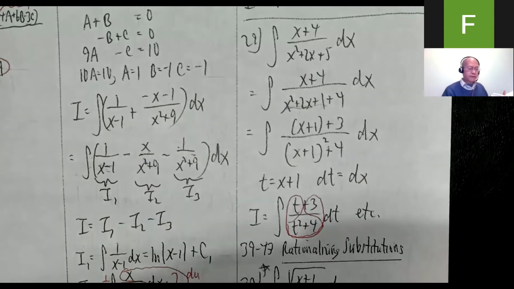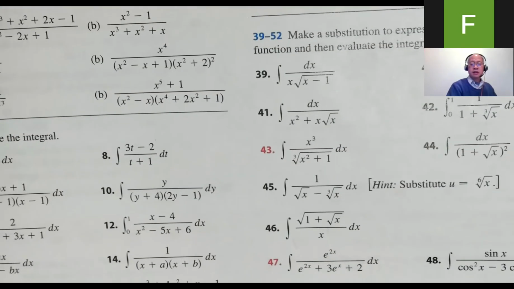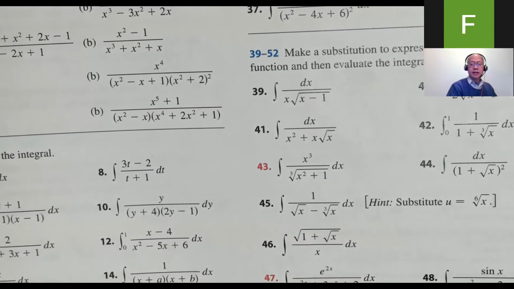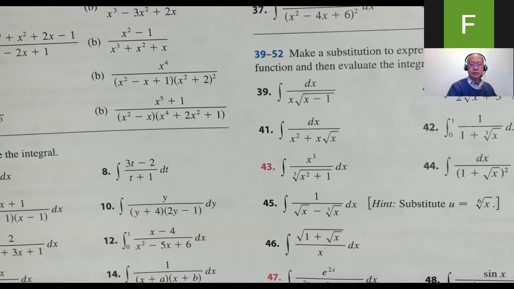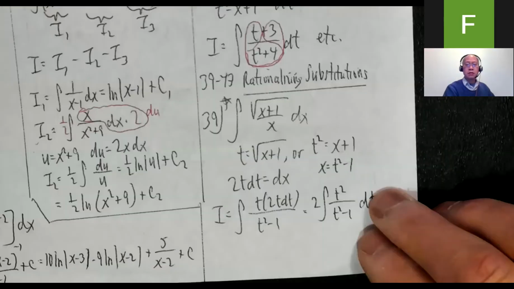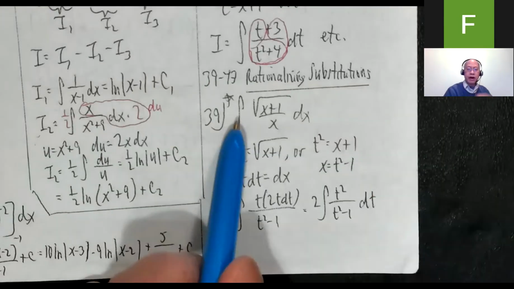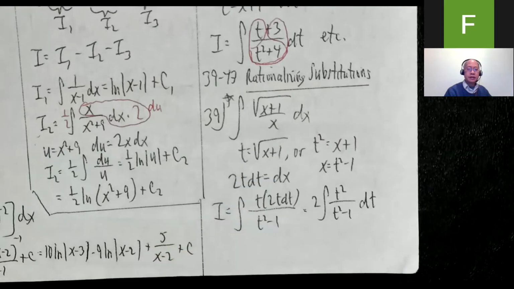Okay, then 39 to 43 are rationalizing substitutions. The one that I'm doing isn't the same as any of these, but it gives you a similar thought there. So I'm going to show you 39 star. The integral of radical x plus 1 over x dx.